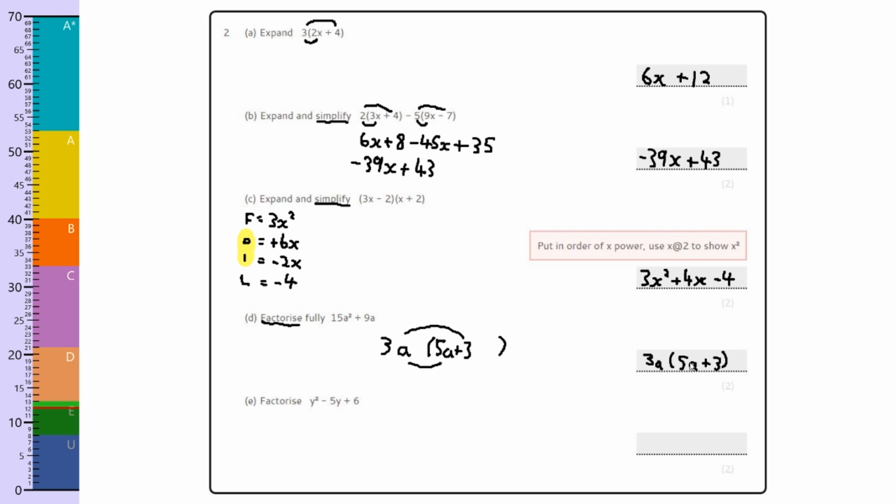Get in the habit of whenever you see the word factorise, just put a set of brackets down like I did, and then worry about it later, about how to actually put the numbers in. It's normally when you put brackets down, suddenly it triggers in your head what to do.